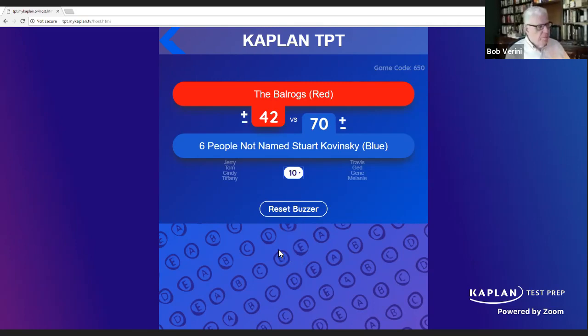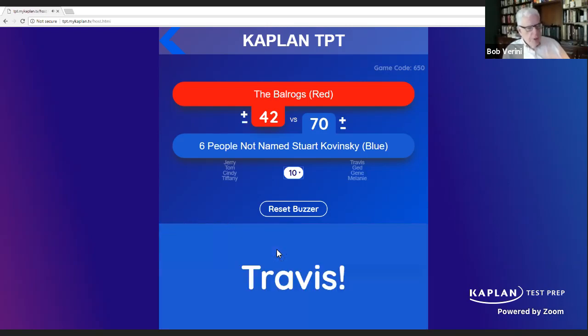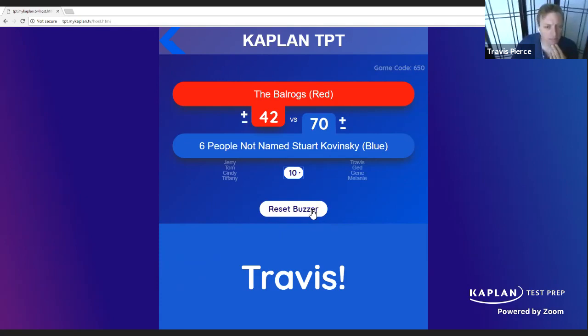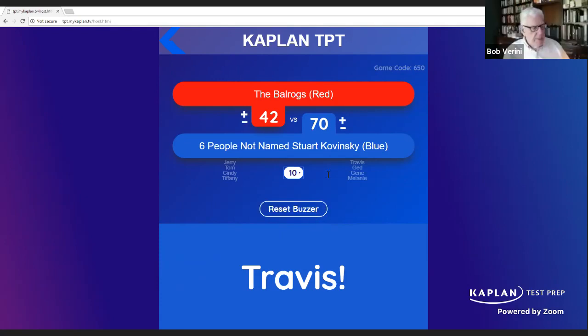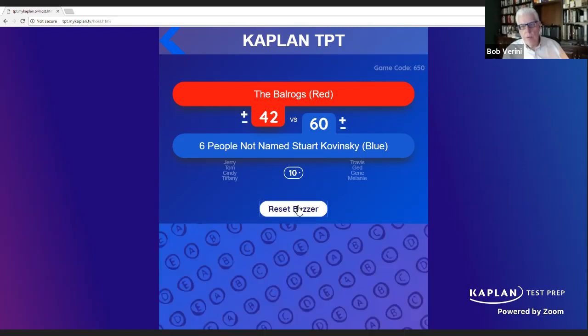For 10 points. On the Great Seal of the United States, the power of war and peace are symbolized by what the eagle holds in its talons. Travis? Arrows and wheat. Incorrect. I'm going to repeat the whole thing for the red team.